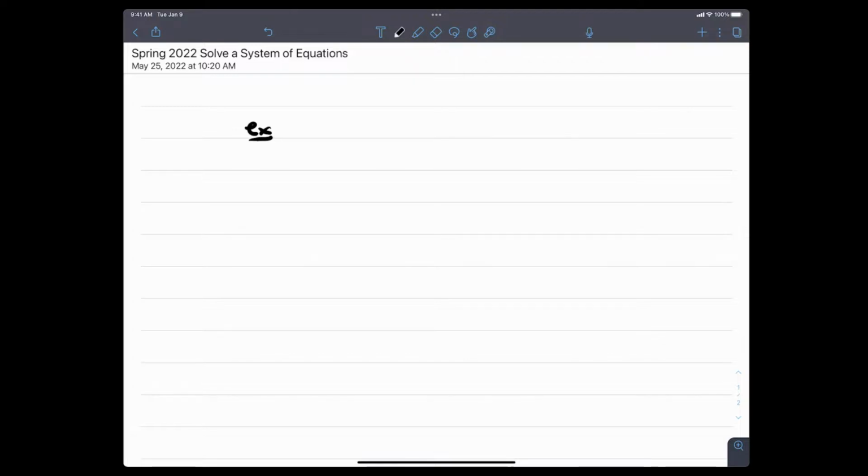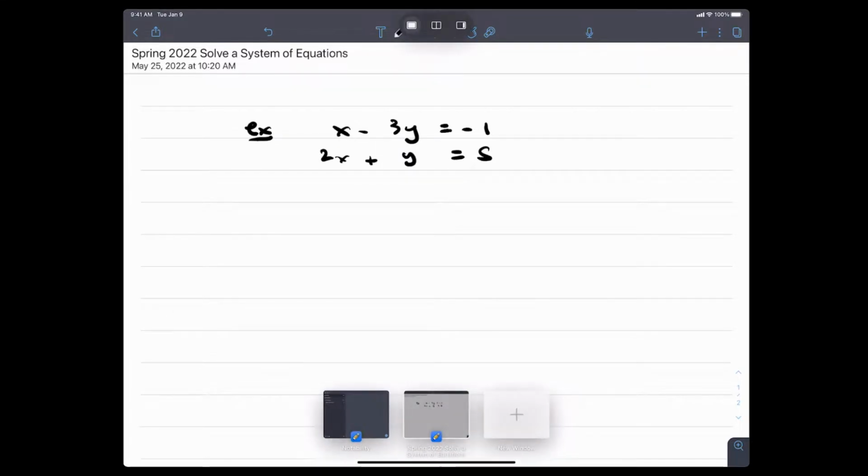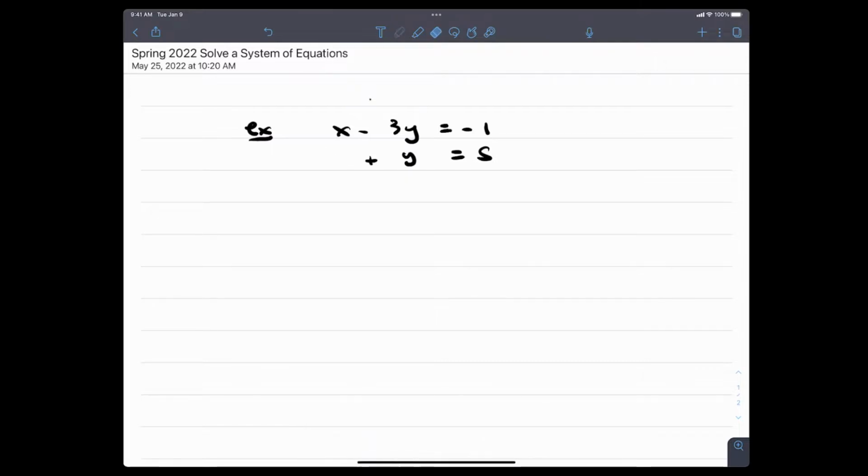Let me give you guys an example of what a system of equations is. Let me write this down. You have x minus 3y is -1, and then you have 2x plus y is 5. Okay, so this is what we call a system of equations. Has anybody ever solved a system of equations in their life before? Have you ever seen these kind of things? This is known as a system.